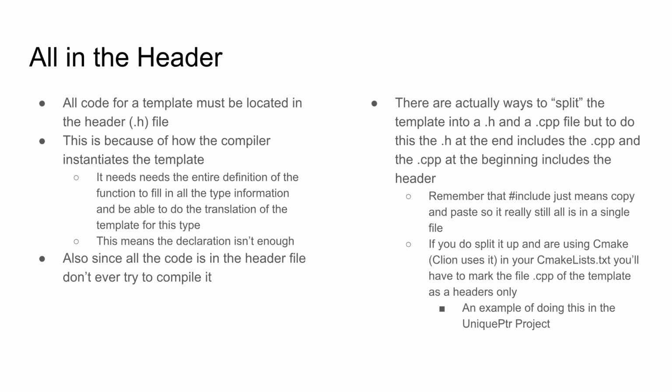What you would do is at the end of the .h, you would include the .cpp. Make it one gigantic long file, and the .cpp would include the .h, and the guards protect it from circularly including itself over and over again. If you do decide to split it up like this, you're going to have to mark those .cpp files as header only, so that CMake doesn't try to compile them, because by default it's going to try to compile anything that ends with .cpp or .c.